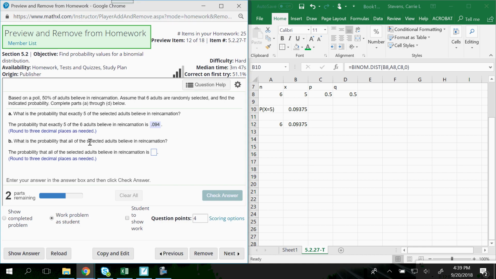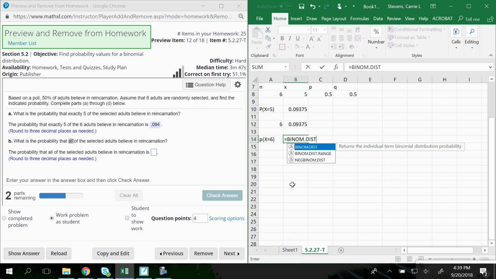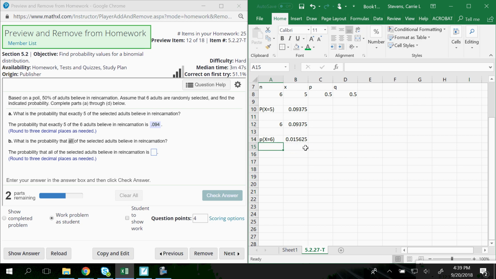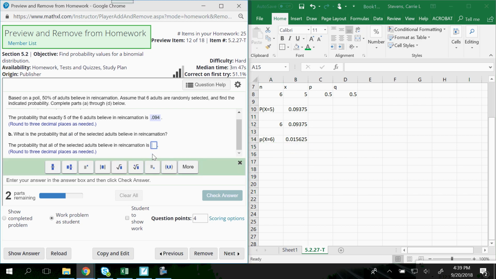What is the probability that all of the selected adults believe in reincarnation? Oh, all of them? Well, all of them would mean exactly 6, right? So I can just do P of X equals 6, which is binom.distribution. Number of successes would be 6. Number of trials would be 6. Probability of success is 0.5. And do we want cumulative? No. So there's the answer for that. To 3 places, 0.016.